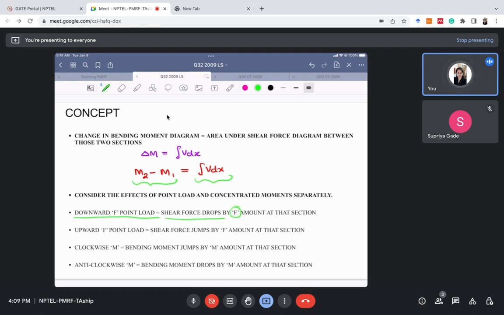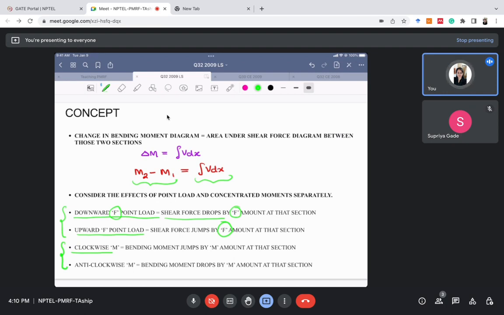Some other additional points: a downward point load causes the shear force diagram to drop by that much amount. That is, if the intensity of the point load is F, then the shear force diagram will drop by F at that particular section. An upward point load F causes the shear force diagram to jump by F at that particular section. These two points are for the shear force diagram. The last two points are for the bending moment diagram.